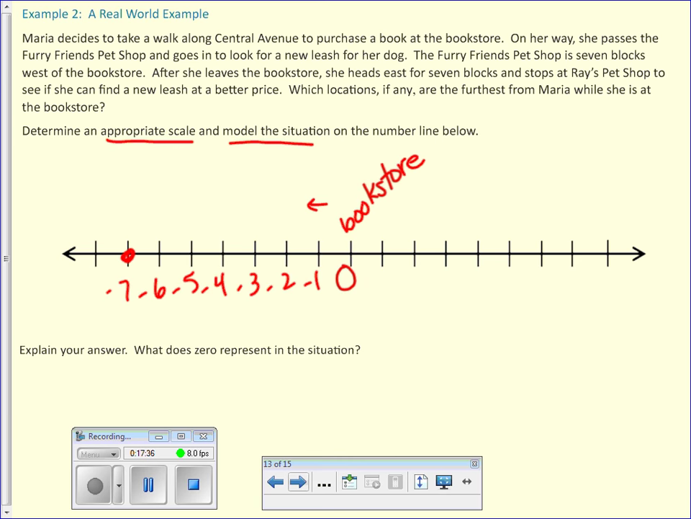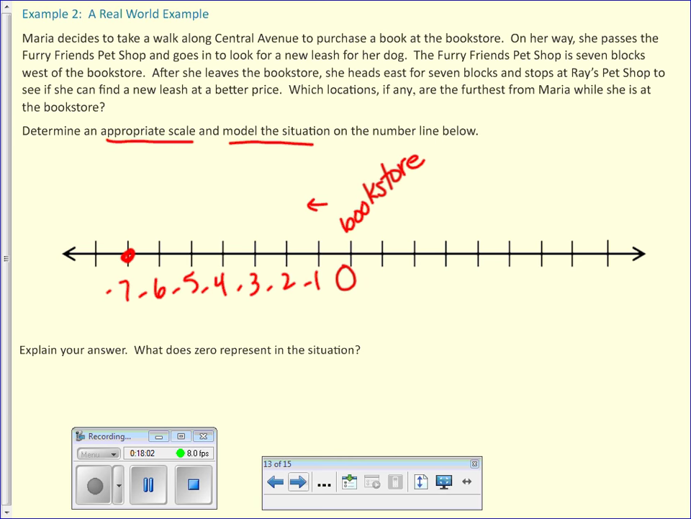But because it's west of the bookstore, we're considering it negative on the number line. But you're still walking. It's still 7 blocks, right? It's still that distance from 0. If I do a 5K, if I run the course backwards or if I run the course forwards, I'm still running 5K. Okay? It's still the same distance.